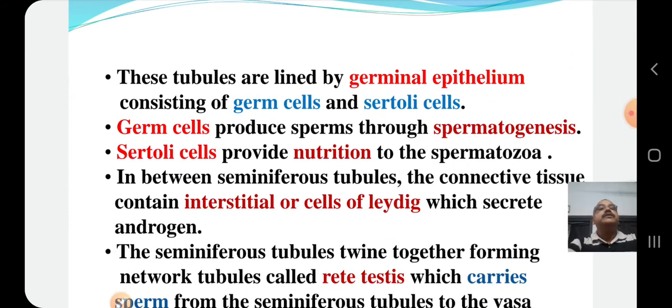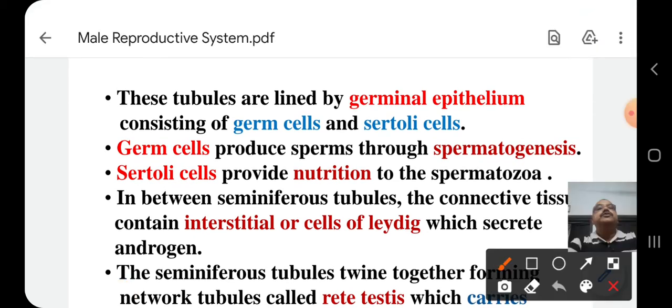The seminiferous tubules contain germinal epithelium. The germinal epithelium is made up of germ cells and Sertoli cells. Germ cells are associated with spermatogenesis. Sertoli cells are associated with nutrition. In between the tubules there are interstitial cells or cells of Leydig, which secrete androgen.